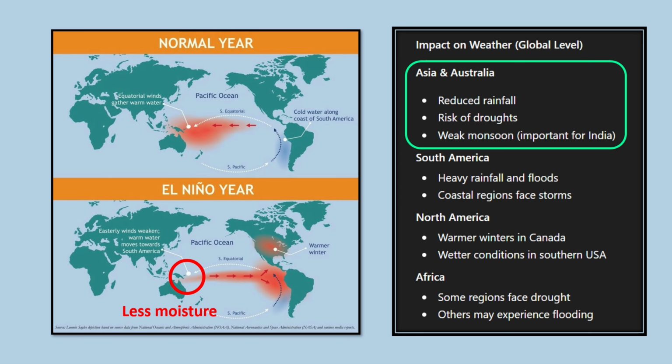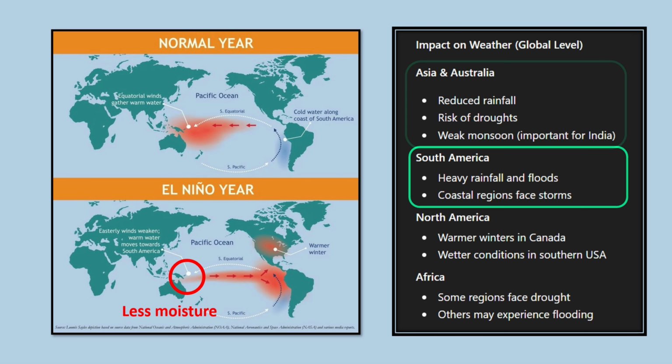We see floods in parts of North and South America and droughts in Asia and Australia. We also witness warmer global temperatures. As of now, we cannot predict it perfectly, but it happens every 2 to 7 years. So this is what El Nino is.